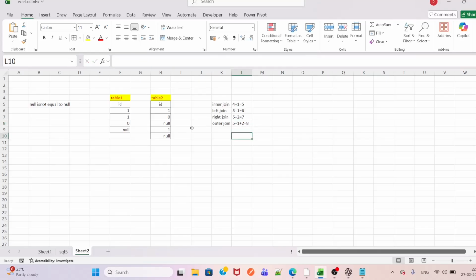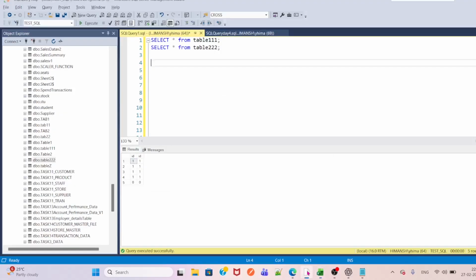So I hope the only concept which is more important here to note down is that null is not equal to null in SQL. Okay, now let's go to our application part and see.